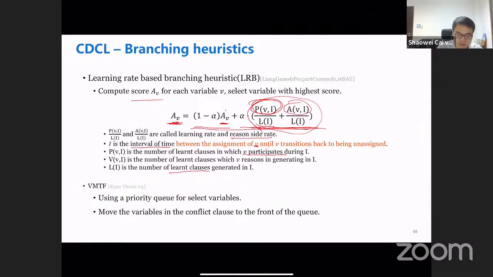And the simple version of VMTF is just a priority queue. When we meet a conflict clause, we move the variables in this conflict clause to the front of the queue. Then next time when we branch, we just pick from the front of the queue.